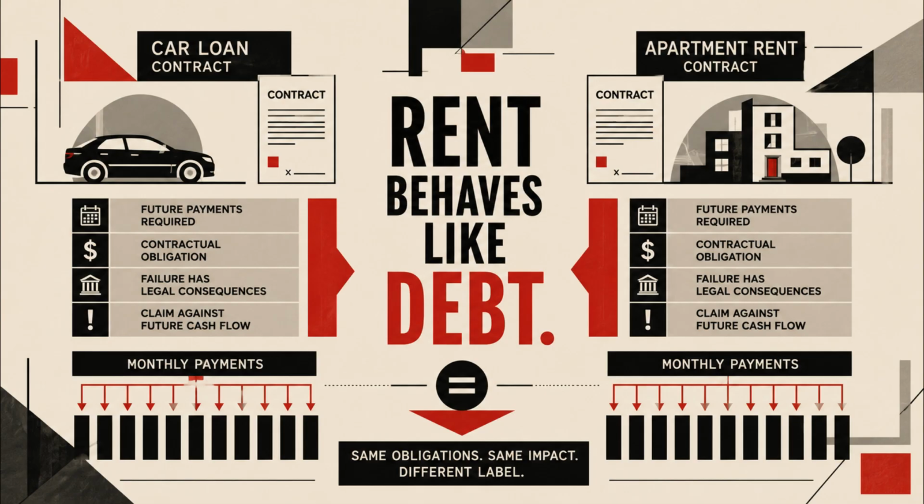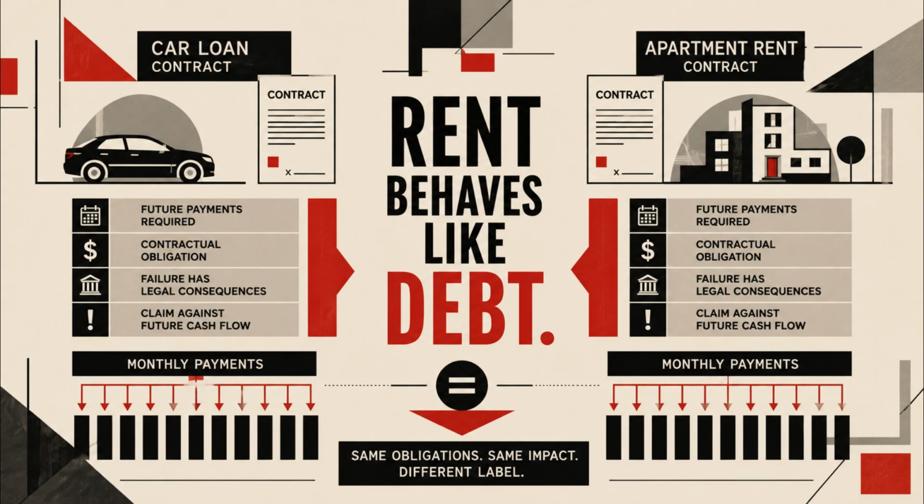A rent contract creates required future payments, just like debt. It's contractual obligations, just like debt. It has legal consequences for non-payment, just like debt, and ongoing claims against future cash flows, just like debt. That sounds a lot like a loan. And if that's true, then traditional liquidity ratios may dramatically overstate how financially safe someone actually is.